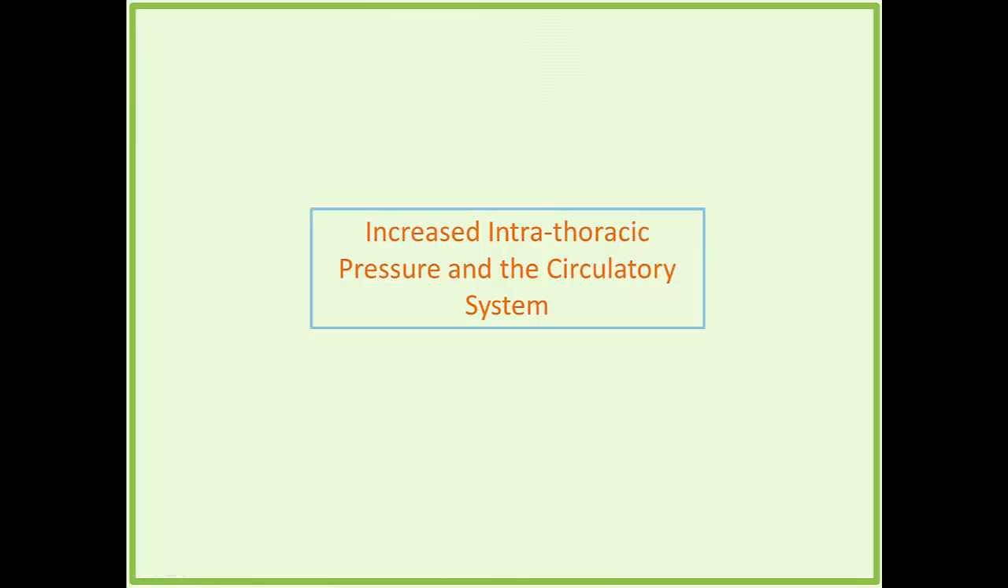Fourth part, part D, I believe, of Chapter 3, increased intrathoracic pressure and the circulatory system. So what happens to the cardiocirculatory system when you only increase the pleural pressure without an increase in lung volume?